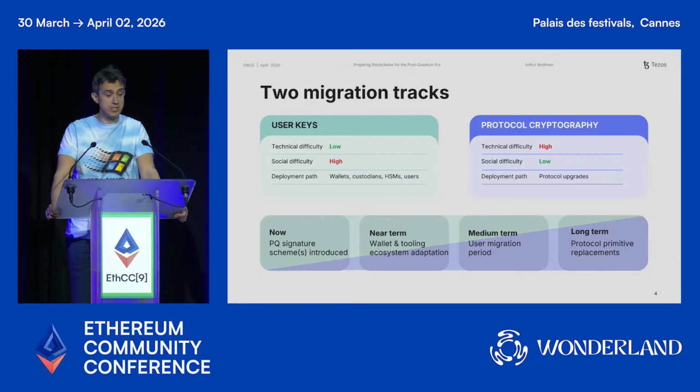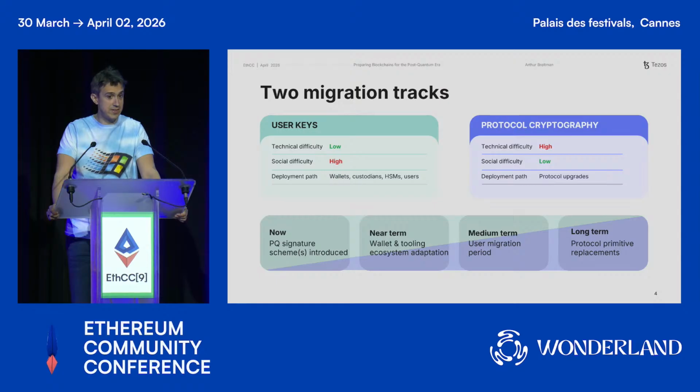However, the social difficulty is very high because you have a lot of users who are very passive. They hold some coins. They just want to keep holding their coins. They don't want to migrate to new keys. And these users are going to need some time to migrate. They're going to need the time to actually go and attach new keys and to essentially stop being vulnerable to a compromise of elliptic curve keys.